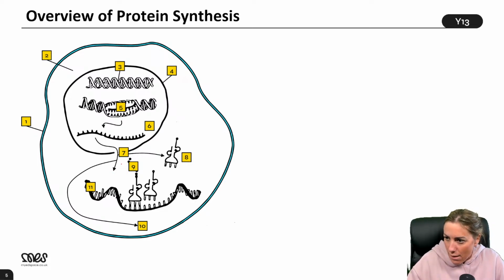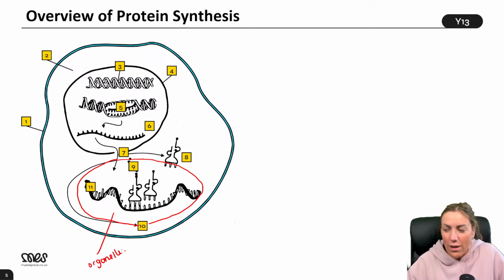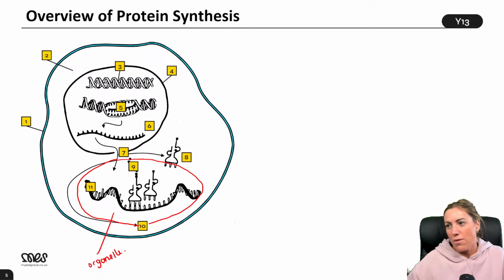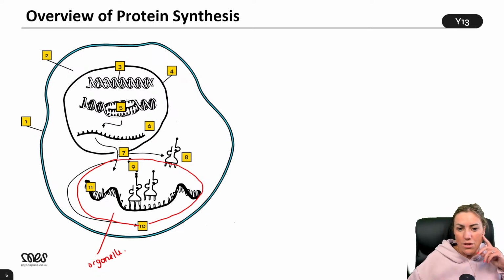I'm just going to edit this diagram a little bit because 10 is meant to be an organelle. You're going to name it for me. Okay. So let's do this first and then we'll move on to the new stuff, right? We've got numbers 1 to 10.